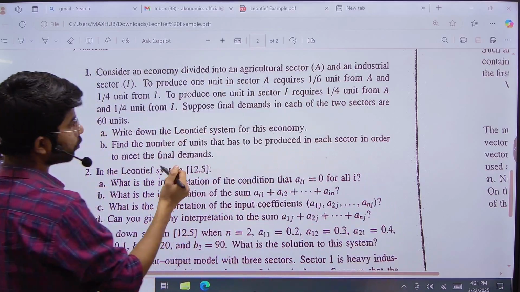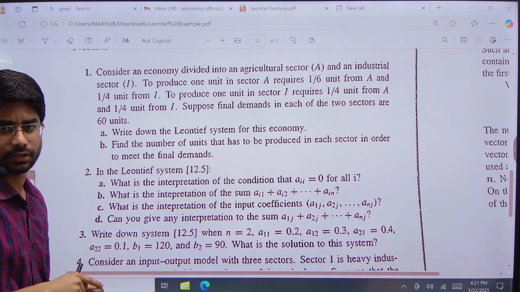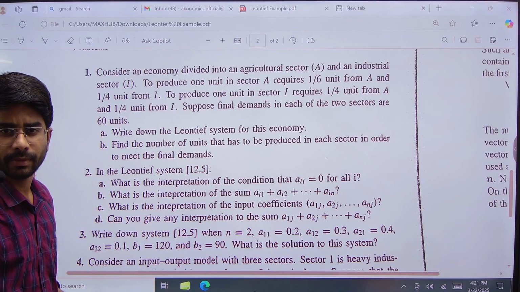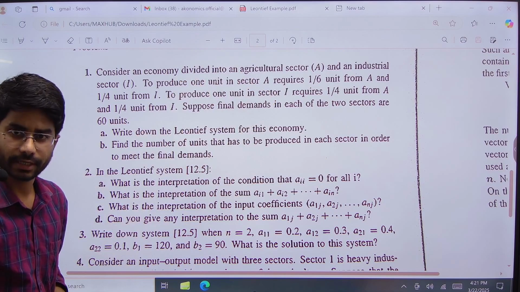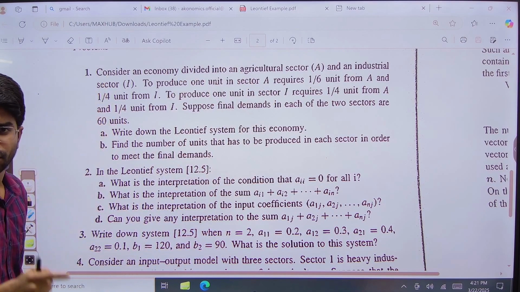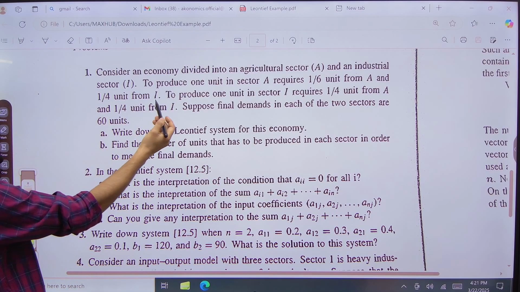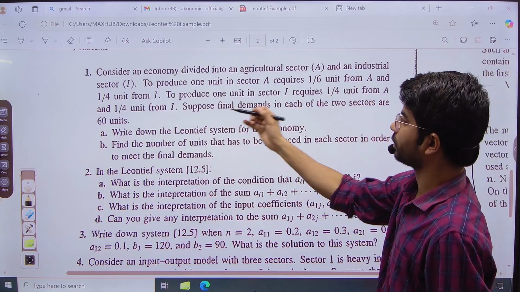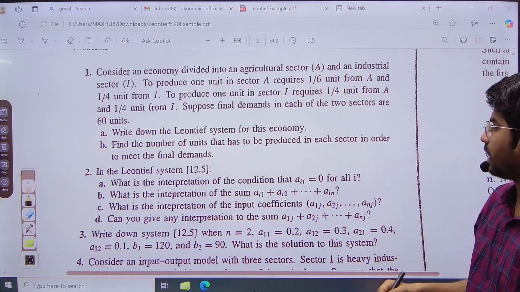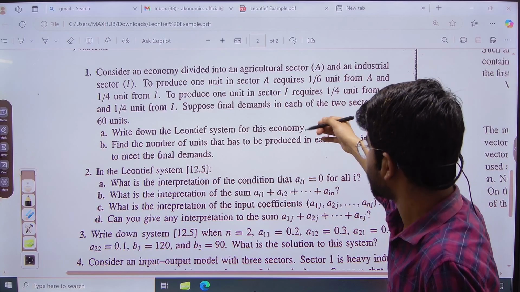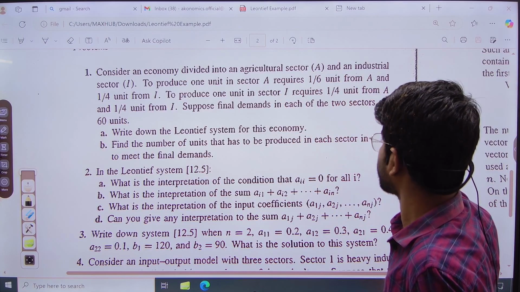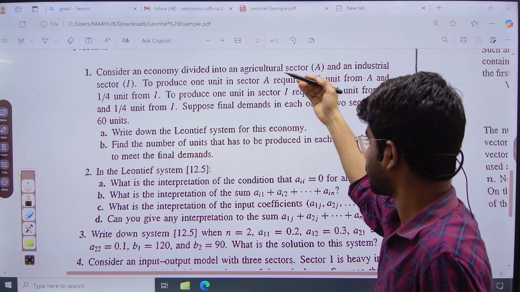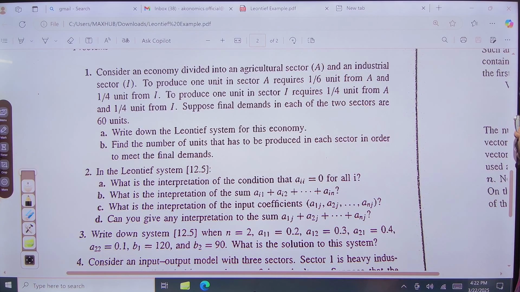That means internal demand would be, per 1 unit of the production of good A, how much requirement of A would be 1/6 of A. Okay? And how much requirement would be from I: 1/4 of I. Okay, so to produce 1 unit in sector I requires 1/4 unit from A and 1/4 unit from I. Similarly, we will find the internal demand of sector I. Suppose final demands in each of the two sectors are 60 units. So final demand, that means external demand, is given as 60 units in both cases. Write down the Leontief system for this economy.